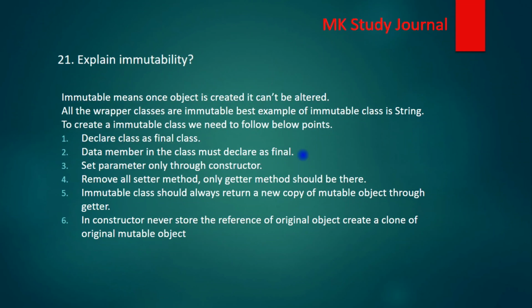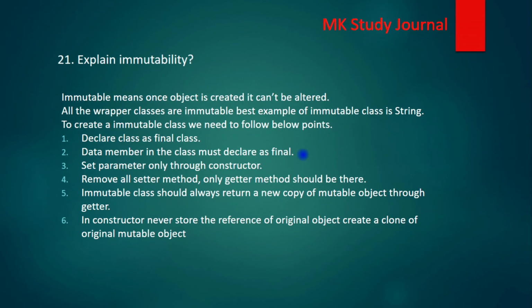To create an immutable class we need to follow these points. The first point is to declare the class as final, using the final keyword. Then declare all the data members in the class as final. And when we are setting the values of the members, set them only through the constructor, and remove all the setter methods. Only getter methods should be there.